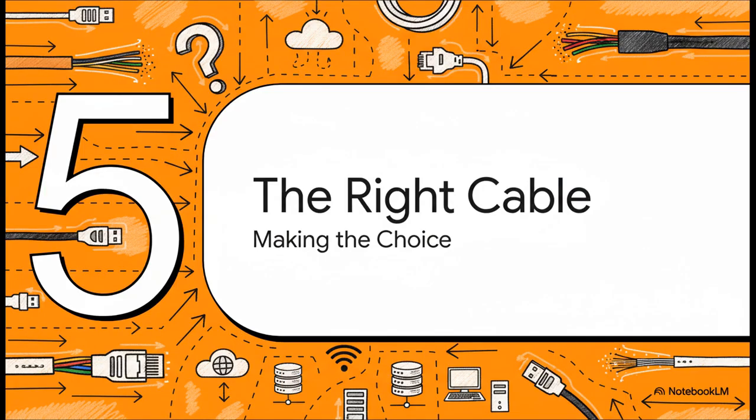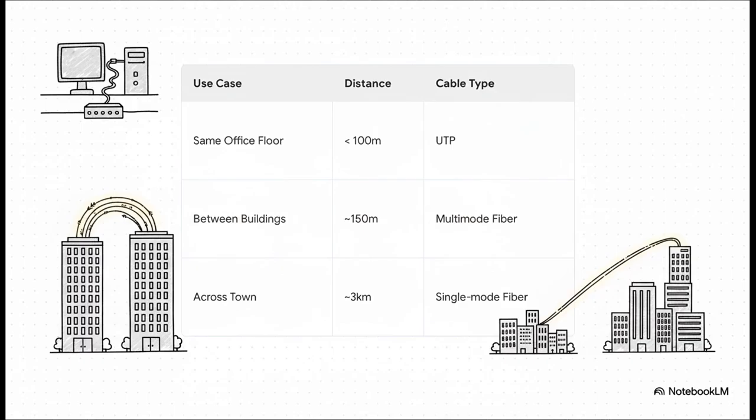So, we've got copper, we've got multi-mode fiber, we've got single-mode fiber. How in the world do you choose the right cable for the right job? This little chart really breaks it down nicely. Look, if you're just connecting your computer to a switch on the same floor, copper UTP is your go-to. It's cheap, it's easy, it just works.